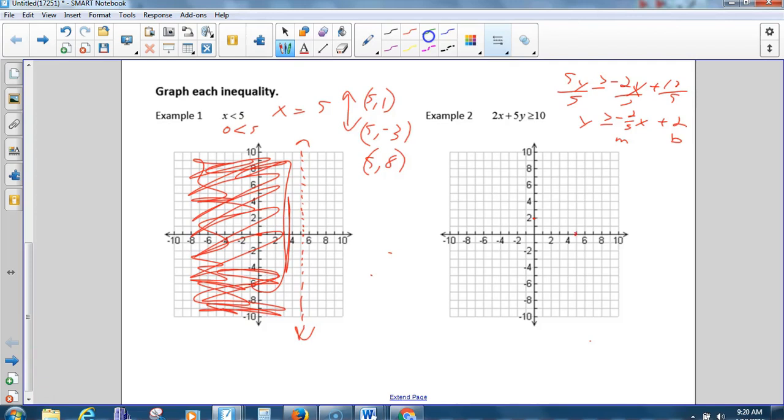And I connect those points. Now, if I did it the other way, my starting point is 2. Same thing, and my slope is negative 2/5, which means down 2, right 5. Well, I get the same point.